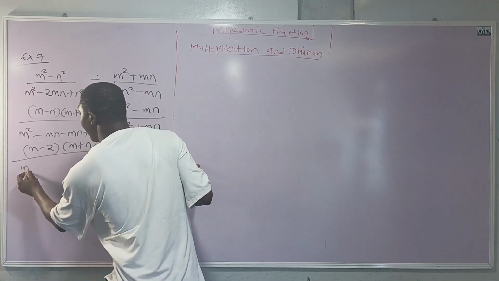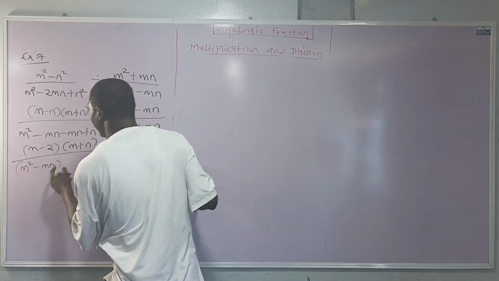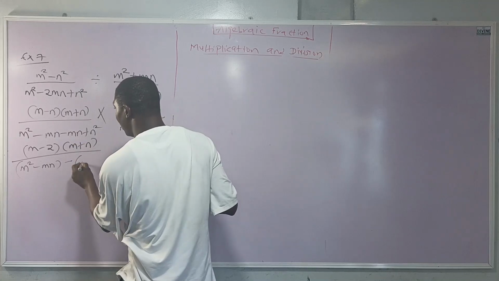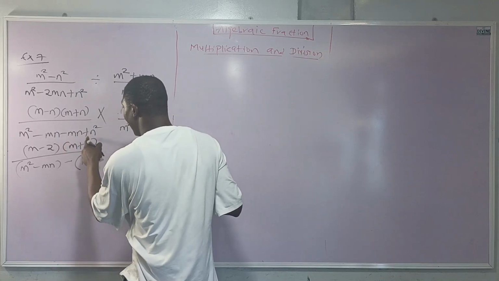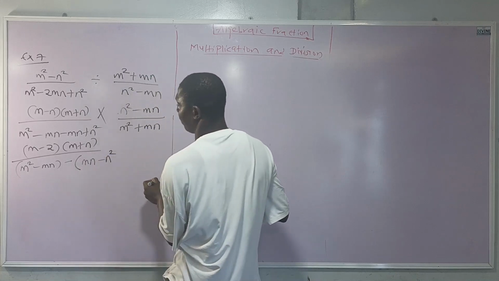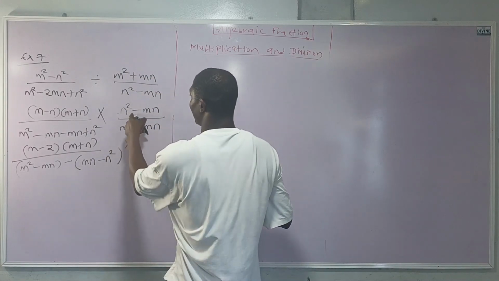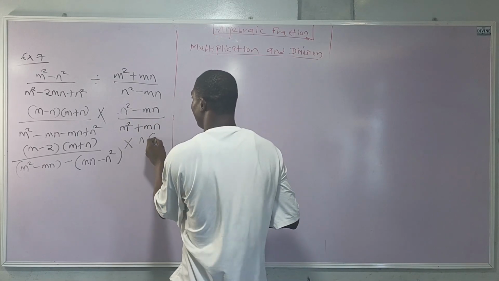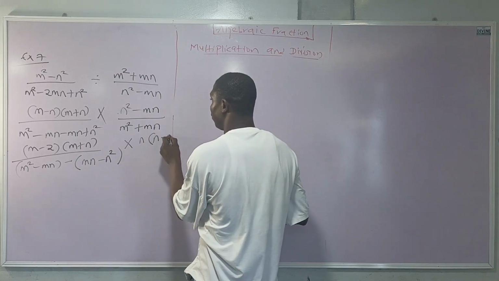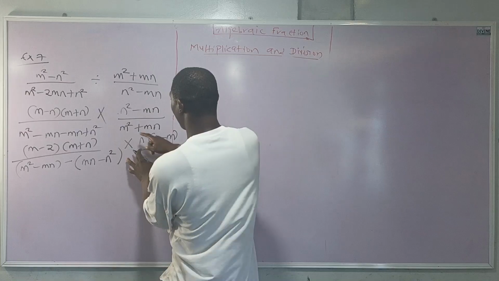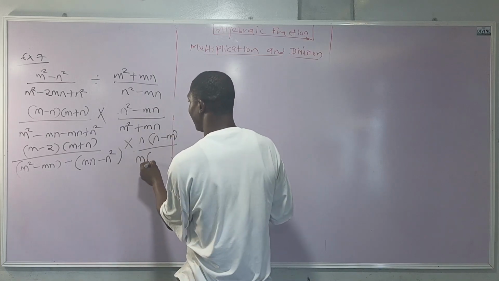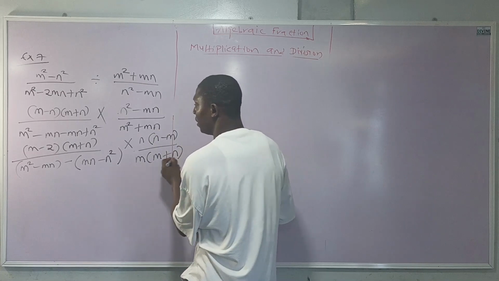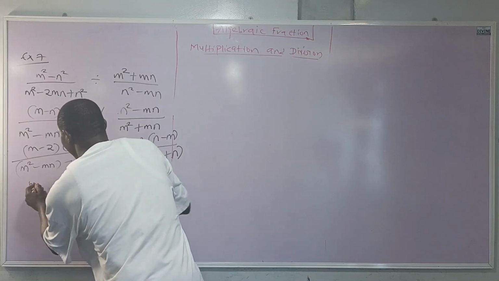Bracketing the denominator, we have m squared minus mn in brackets, minus brackets. Since negative is outside, all the signs inside will change. This becomes positive mn instead of negative, and negative n squared. You put your multiplication sign, something is common here, which is n. We have n bracket, n squared divided by n will give me n, and mn divided by n will give you m. All over, what's common here is m. I have m bracket, m squared divided by m is m, and mn divided by m is n. The numerator of this left remains the same.